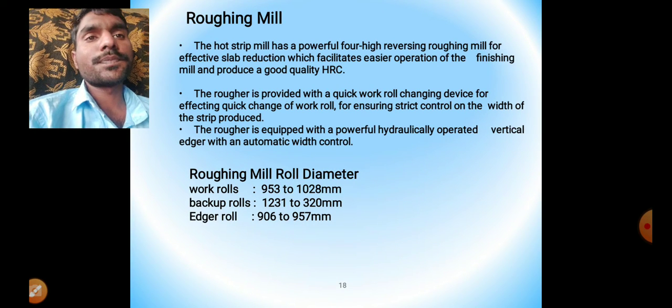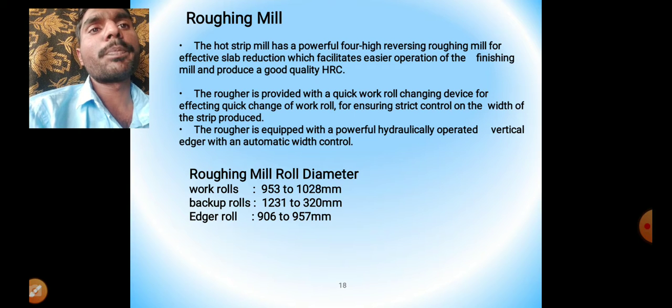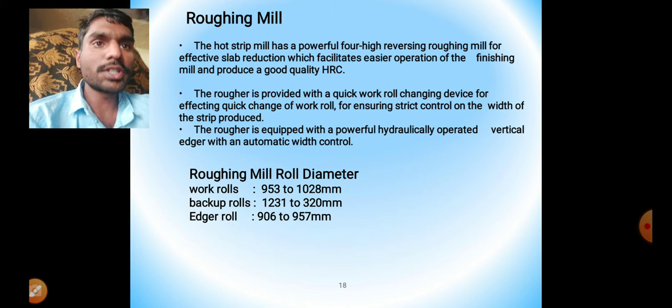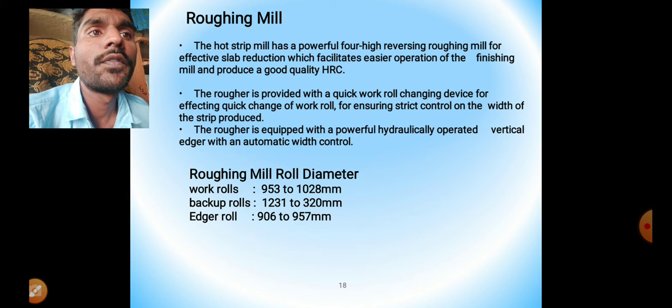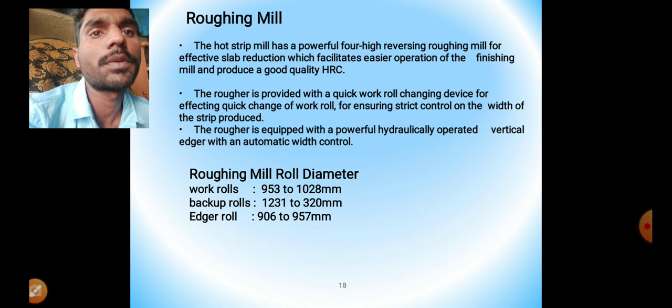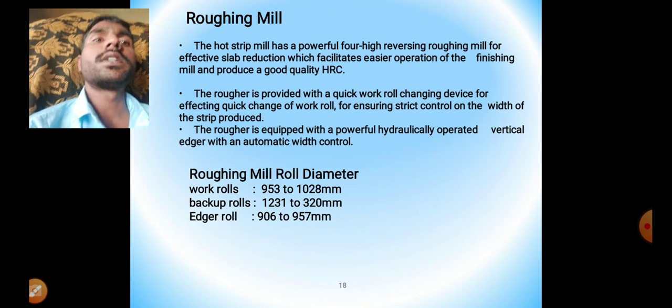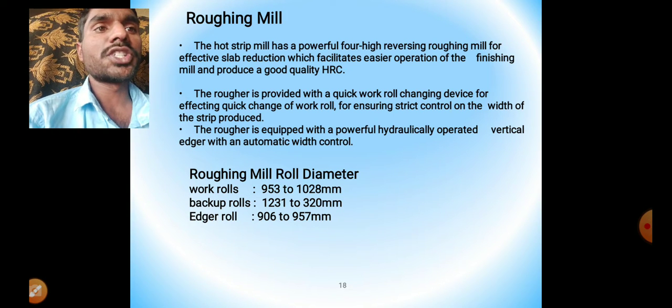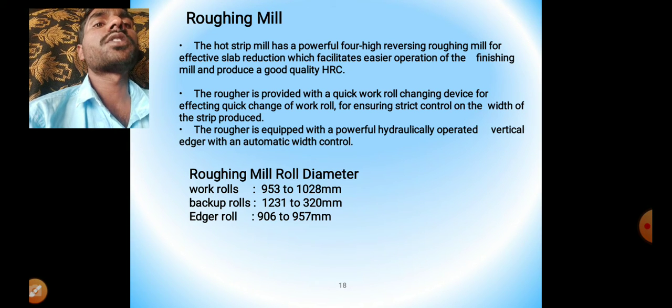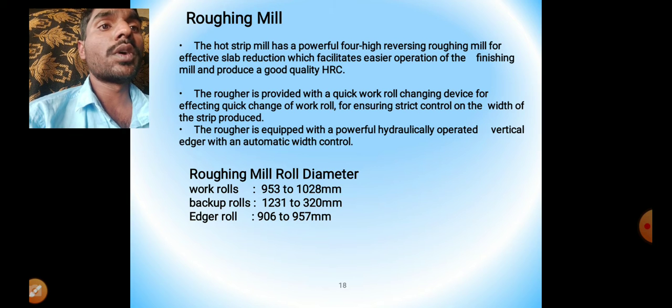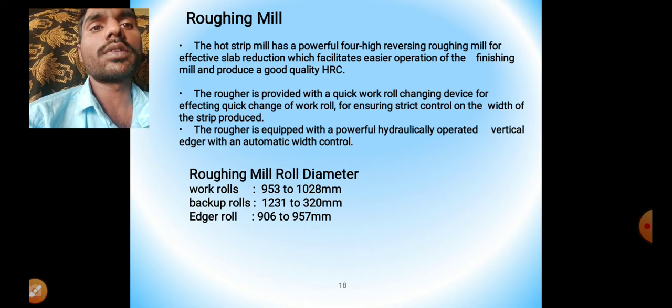Roughing mill. The hot strip mill has a powerful 4-high reversible roughing mill for effective slab reduction, which makes the operations of the finishing mill easier to produce good quality HRC. The rougher is provided with quick work roll changing devices, effective width controlling, and quick change of the work roll, ensuring extract control and width control of the strip product.